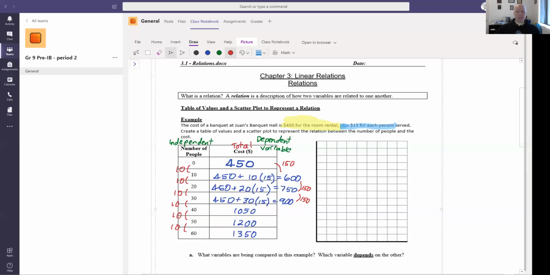So I'm going to say total cost of renting the banquet hall. I'll probably run out of room here. Okay, sorry, please excuse my handwriting. So total cost of renting a banquet hall.